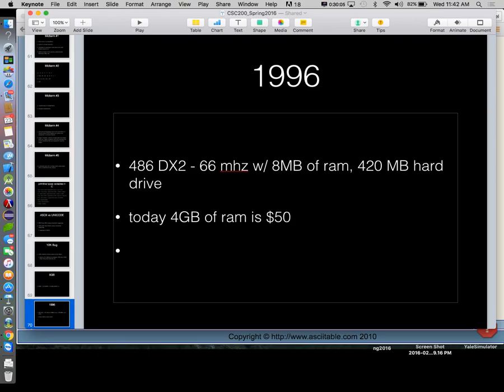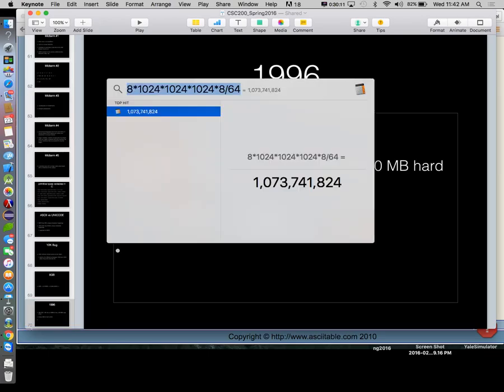First of all, how much bigger is 4 gigabytes than 8 megabytes? That's 4 times 1024, that's 4096 megabytes, divided by 8. So it's 512 times the size. A budget pleaser laptop today with 4 gigabytes of RAM in it has 512 times the amount of memory than my computer did in 1996.